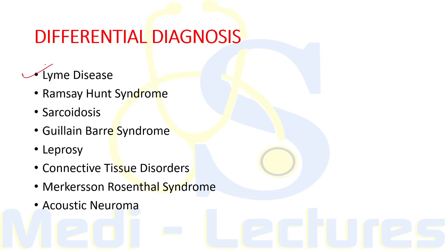So these include facial paralysis due to Lyme disease, and more than 10% of cases of facial palsy in endemic regions are due to Lyme disease, and the organism implicated is Borrelia burgdorferi. The other one is Ramsay-Hunt syndrome. This is due to reactivation of herpes zoster virus in the geniculate ganglion, and it will have associated vesicular eruptions in the external auditory canal and sometimes in the pharynx.